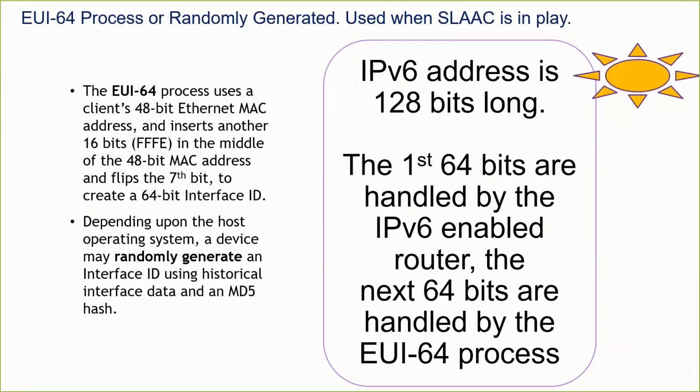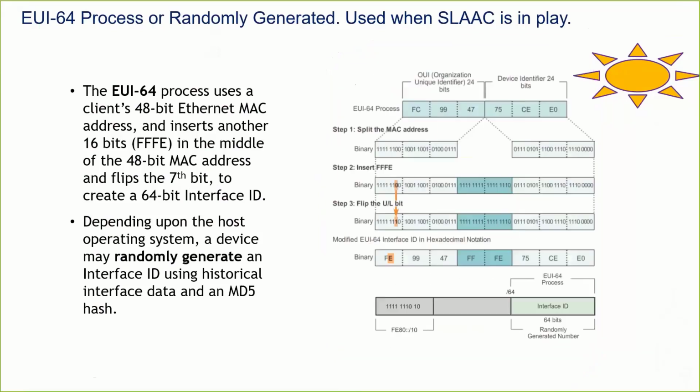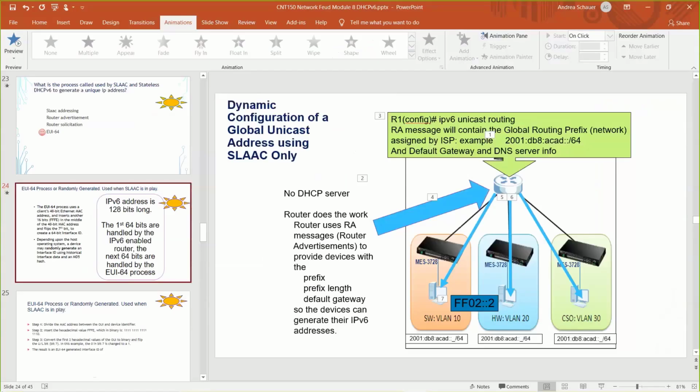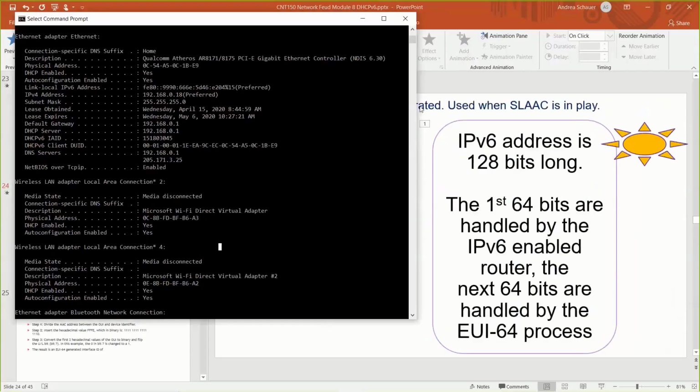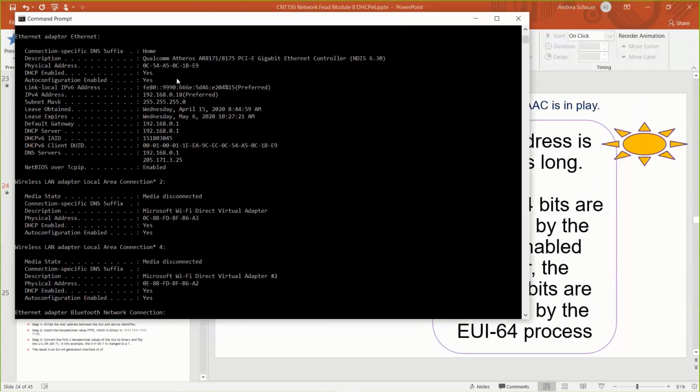So all the EUI64 process means is that we take the MAC address. So let's see, I'm going to pull up my command prompt here so that we can, oh, I already have it up. Can everybody see this? So right here is my MAC address. See that? 0C54850C1BE9.